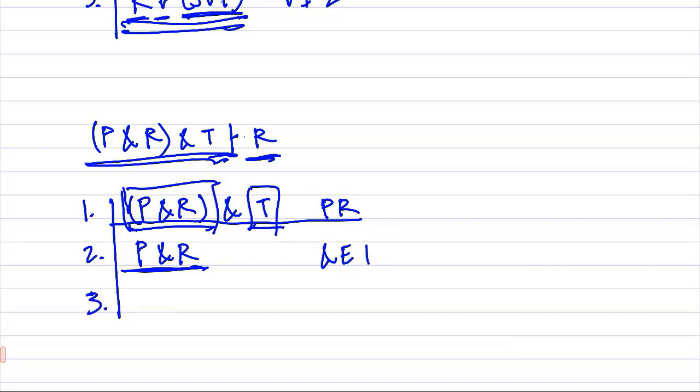Okay, then next, on a new line we can put just R. Again, if we have a line with an ampersand in it, we can put either the P or the R. We want the R, so we'll put the R on a new line. So we're using, again, ampersand elim. This time we're doing it on line 2, so ampersand E, line 2. That's our conclusion, so we're done.